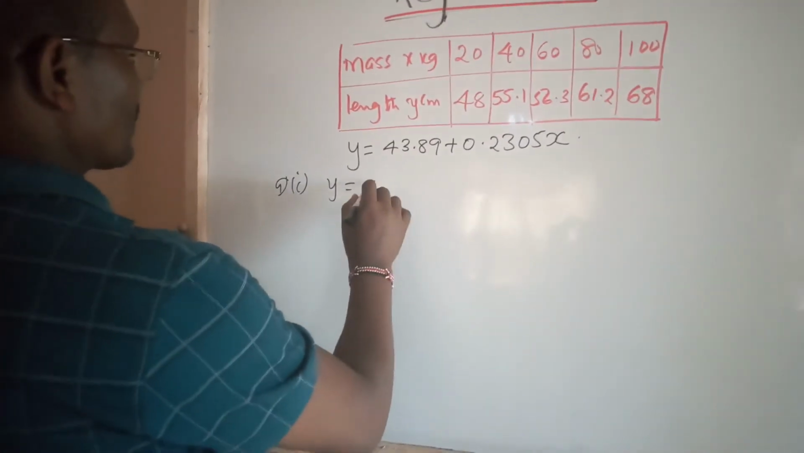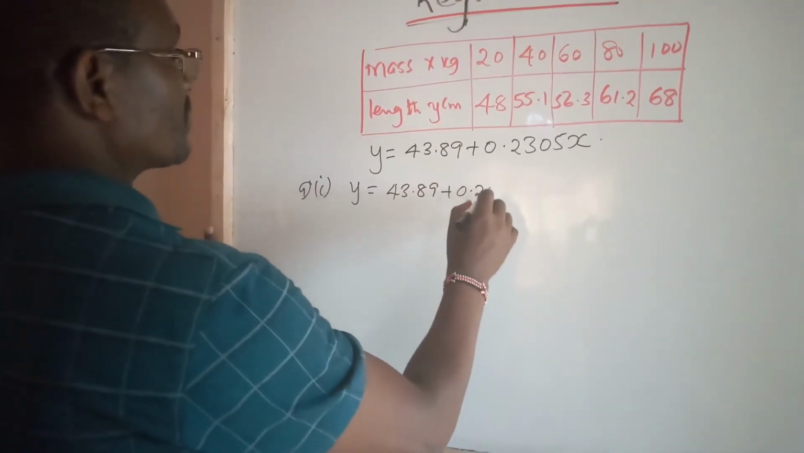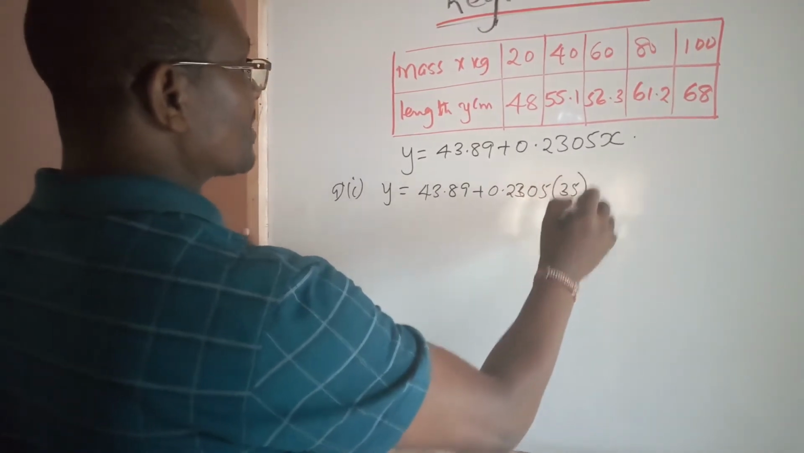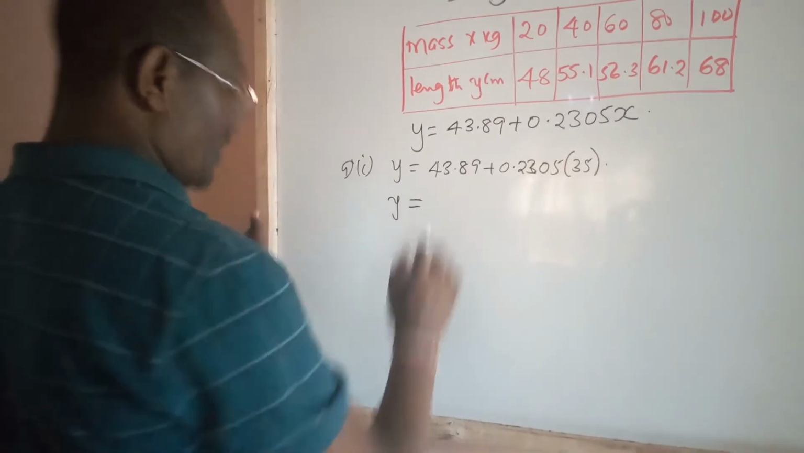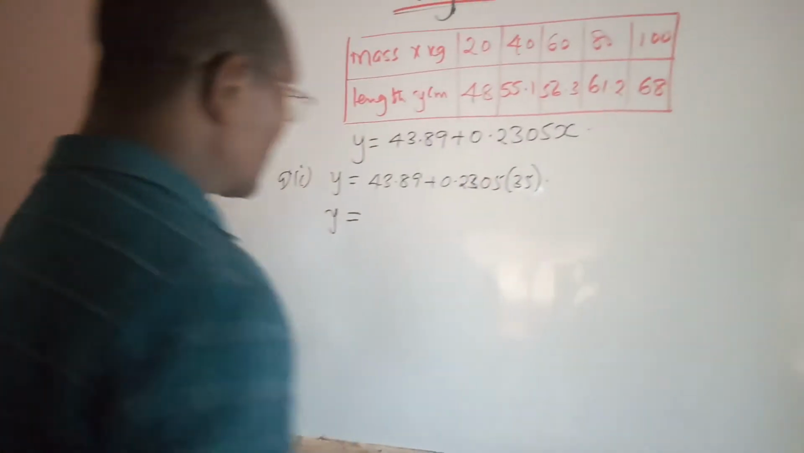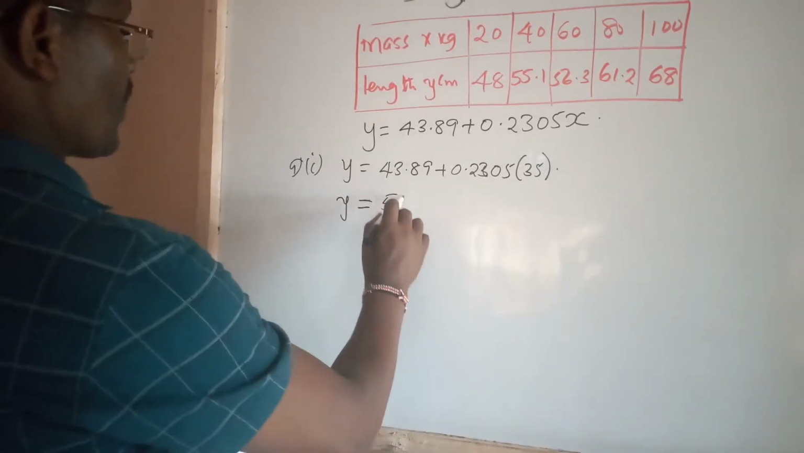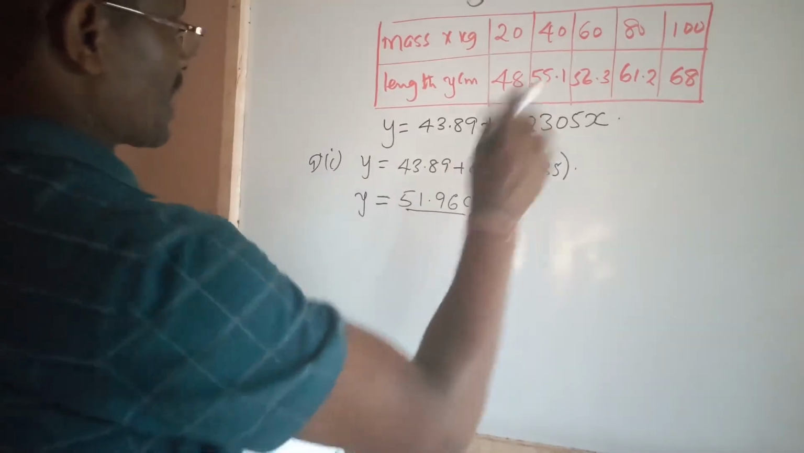y equals 43.89 plus 0.2305x, which is in this case 35 kg. And you realize that our value of y is going to be 51.96 centimeters. You can confirm that.